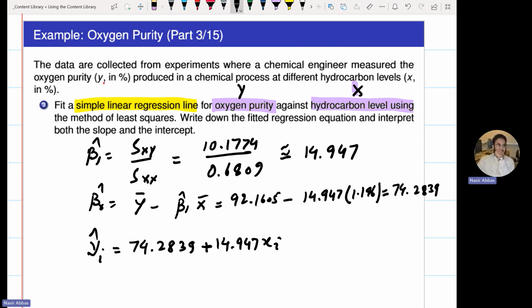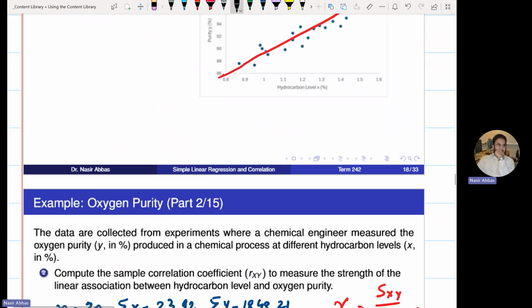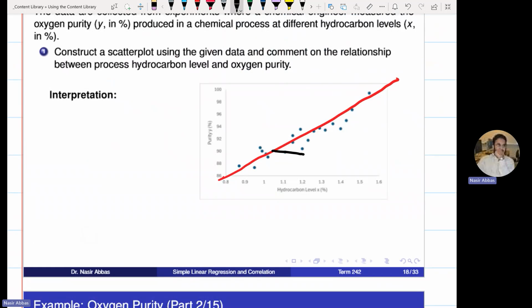If hydrocarbon level increases by 1%, as a result, does the oxygen purity go up or down? Up, because of the plus sign of beta 1. By how much? On average by 14.947%. That is, if you move 1 unit to the right, you move 14 units up. This is 1, this is 14 point something. When X goes 1 unit right, Y goes 14 units up.